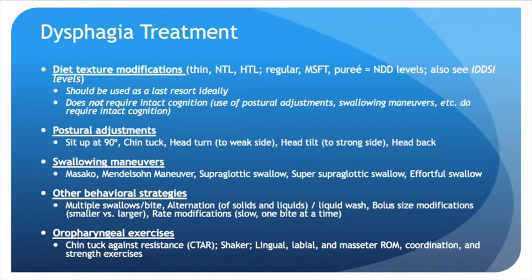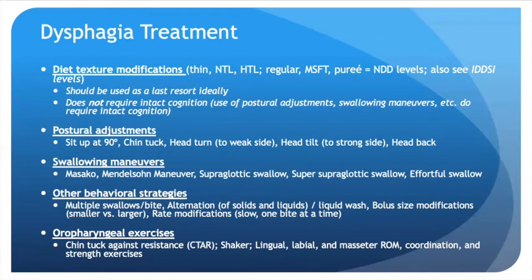It should be noted that diet texture modifications should be used as a last resort, ideally. Use of postural adjustments and swallowing maneuvers do require intact cognition. So in order for a patient to do a chin tuck or a head turn or a supraglottic swallow, for example, they have to have the ability to follow directions. And so if they're not cognitively intact, perhaps you have to use diet textural modifications because there are no other options. Postural adjustments are an option if cognition is intact.